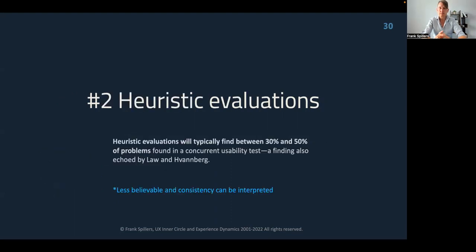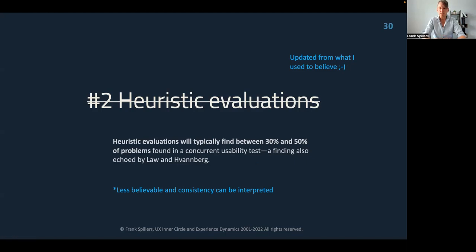The second way that seems logical is a heuristic evaluation. However, I'm going to scratch that one from our list. It's an update from what I used to believe, I say used to, maybe about 10, 15 years ago. And one of the reasons is that research has shown that heuristic evaluations find between 30 and 50% of problems, compared to a usability test.